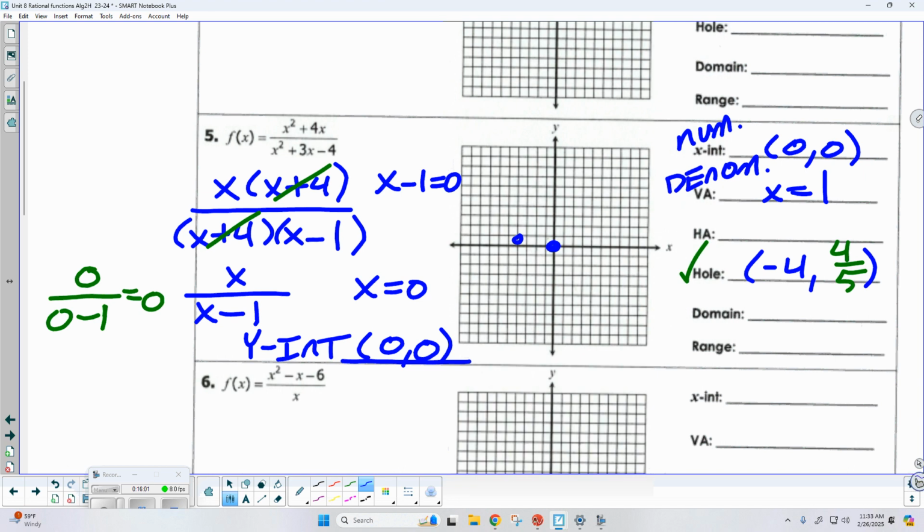Okay. All right, let's look. Horizontal or slant? This one's going to have horizontal. See, the degree up top is 2. The degree down below is 2. So if they're the same, this is when I divide those coefficients. So it looks like my horizontal asymptote is going to be y equals 1.